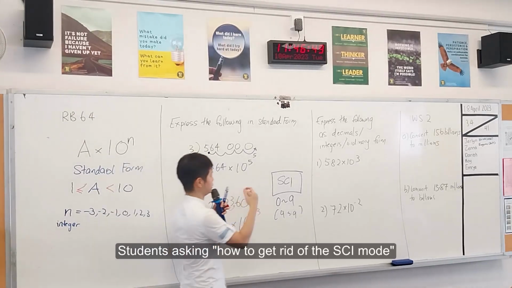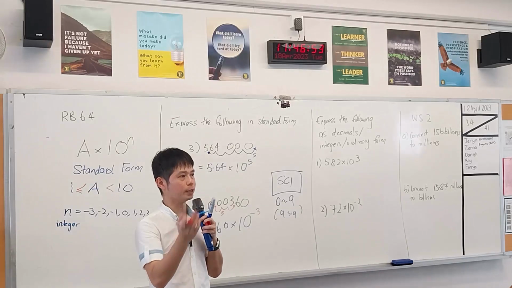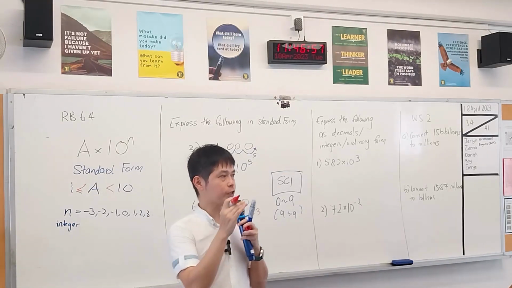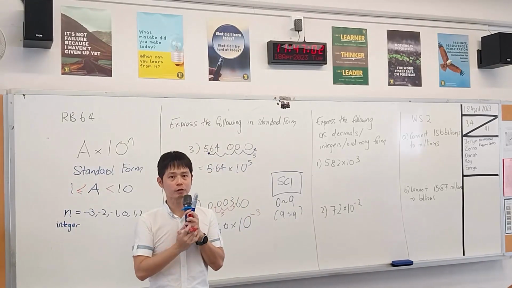How to get rid of it? You do the same process, but instead of choosing SCI, you choose normal. You do the same process. Just now you choose SCI, right? So instead of choosing SCI, you choose normal in order to get back. Or you can just reset your calculator.